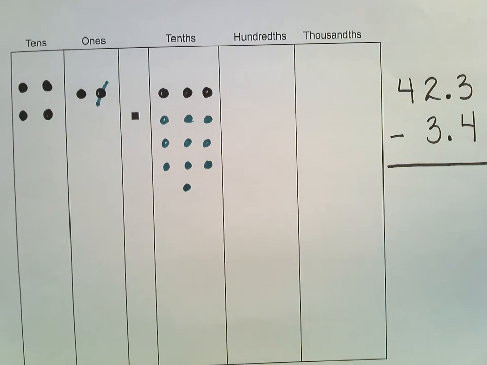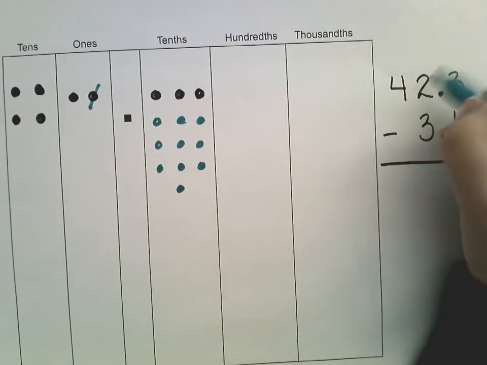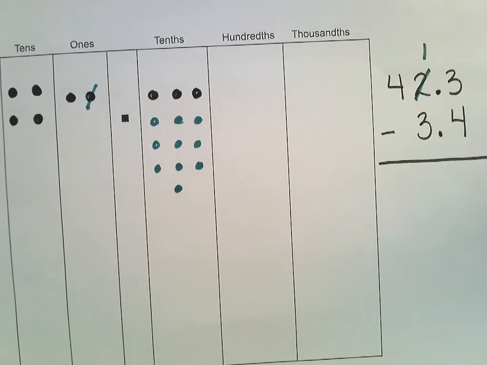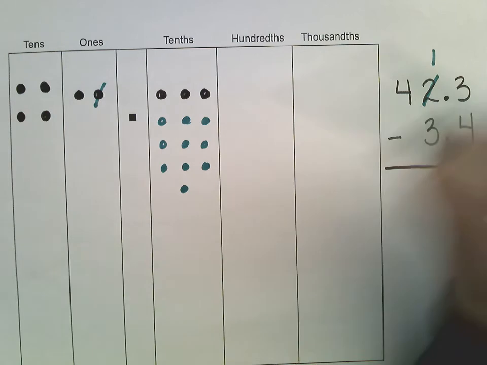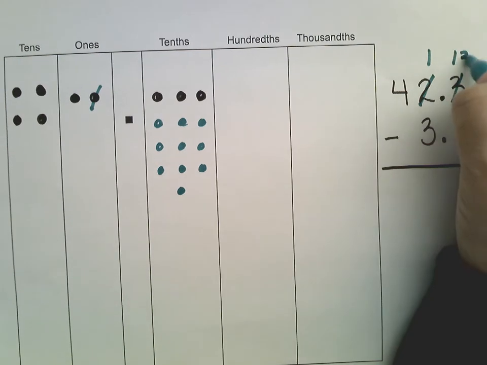So now I haven't changed the value. I have just done some regrouping. So I have taken 1 away from the ones place. Let's show that. So now I have 1 in the ones place. And if you count up all of your tenths, I now have 13/10.